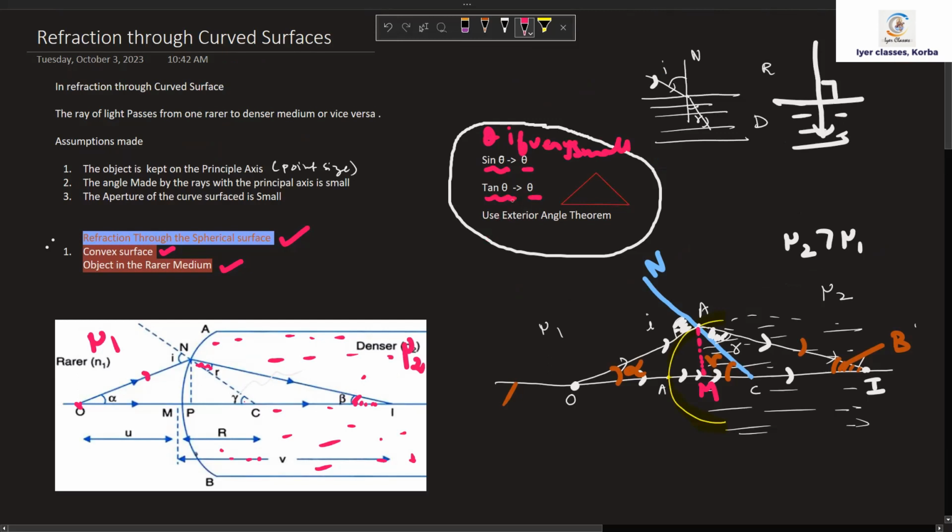Theta should be taken in radians. It should not be taken in degrees. It should be taken in radians. Radians. ठीक है?